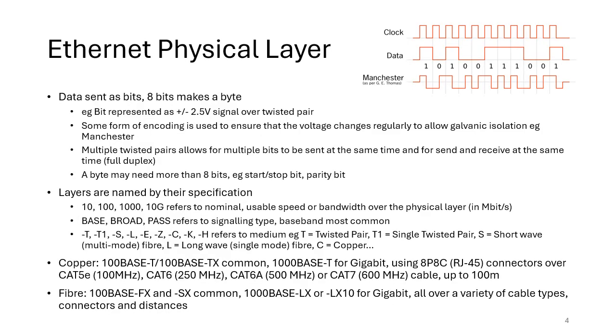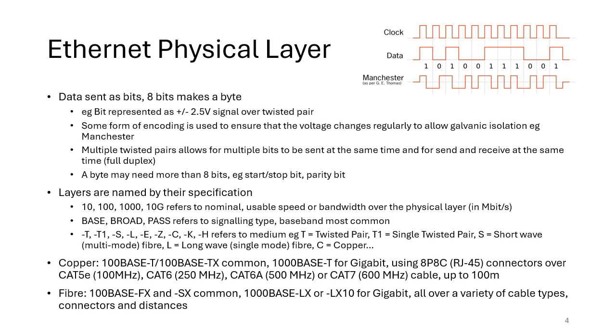So what is the Ethernet physical layer? The Ethernet physical layer is typically a cable, or today more often a set of cables, that sends data as bits, where each set of bits is put together into 8 bits to make a byte. In order to send data over the cable, each individual bit is represented as a voltage of plus or minus 2.5 volts sent over that twisted pair cable.